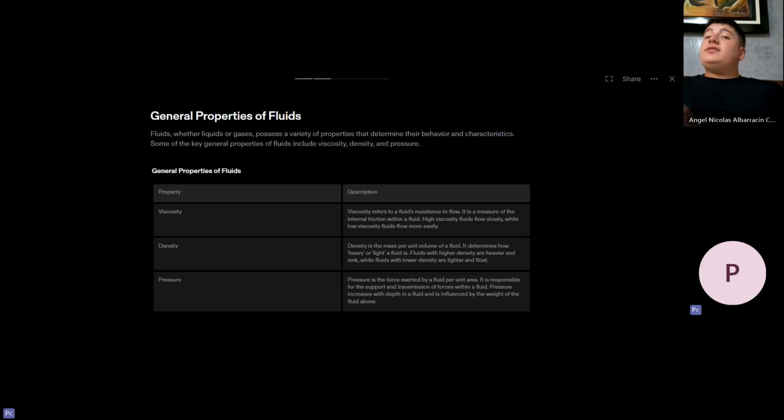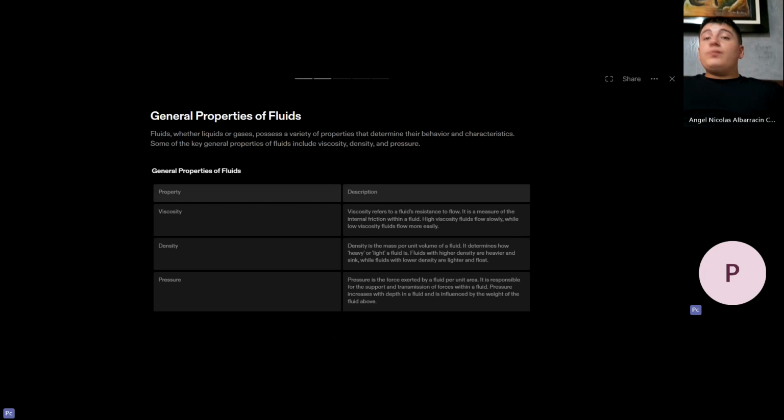Also we have the density. This is mass per unit volume of a substance, which determines how heavy or abundant a fluid is. For example, the most common one, water, is 1,000 kilograms per cubic meter. There are some terms that we have already managed about that.